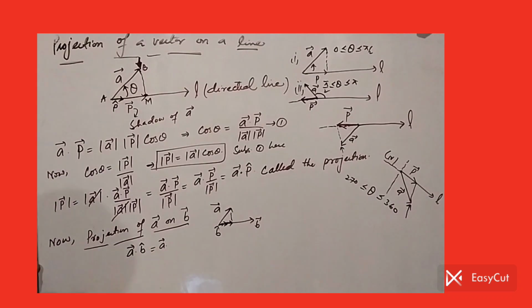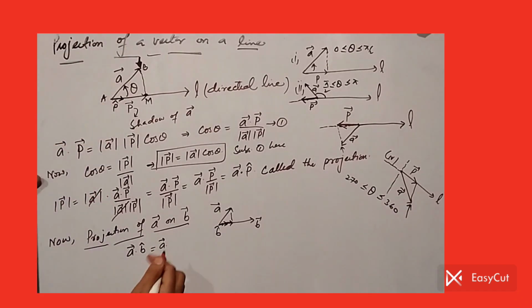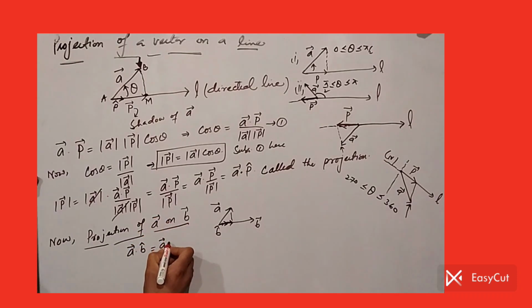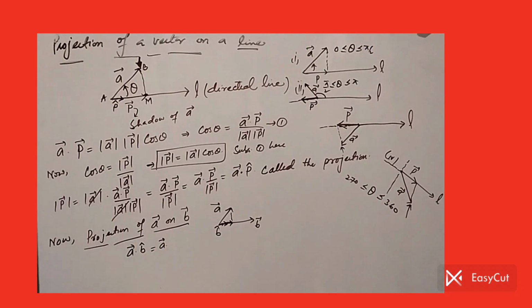I think there is some problem, wait a bit. Now how are we going to define the projection of a vector on another vector b? That can be defined like this.